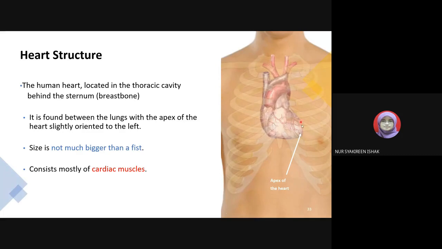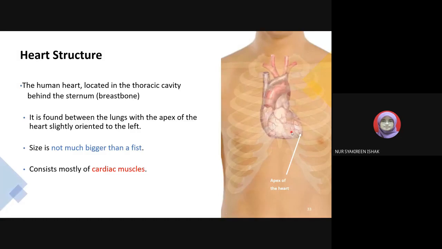So this is the apex of the heart. The apex of the heart will be oriented to the left side of your chest. It is not much bigger than your fist. You can put your fist on your chest, and that is the size of your heart.